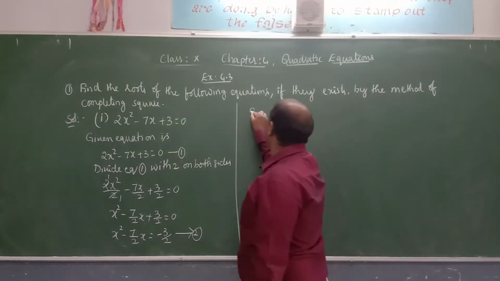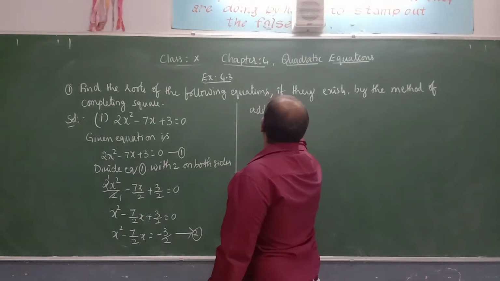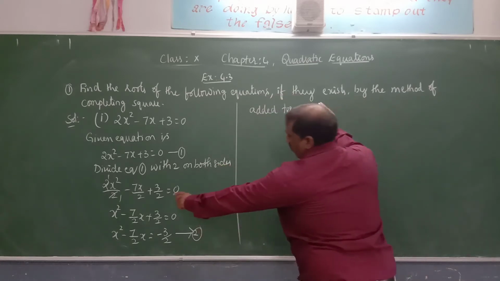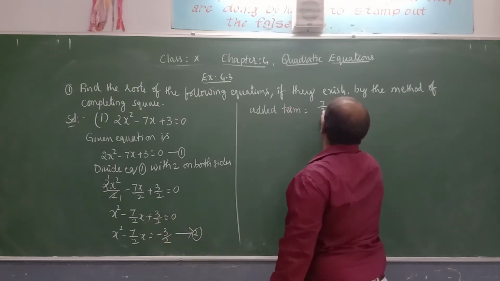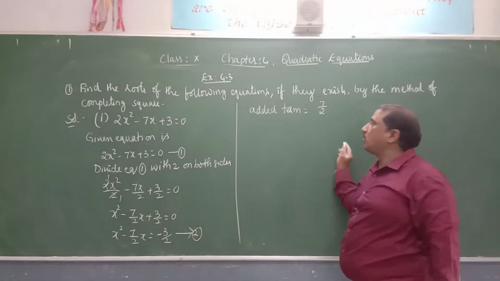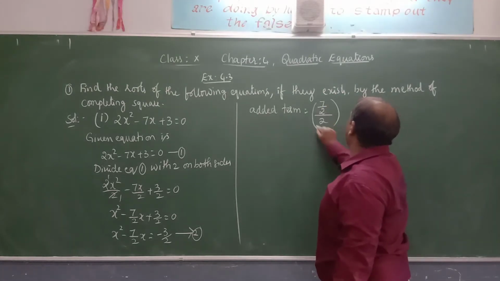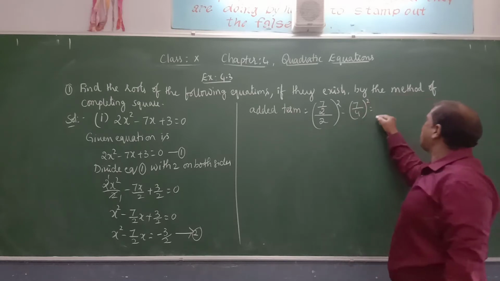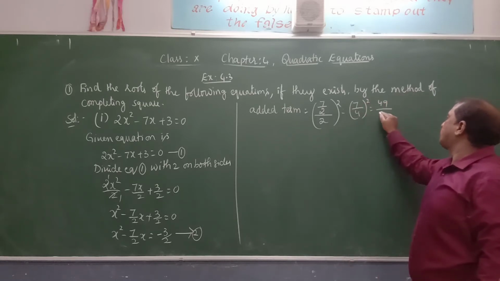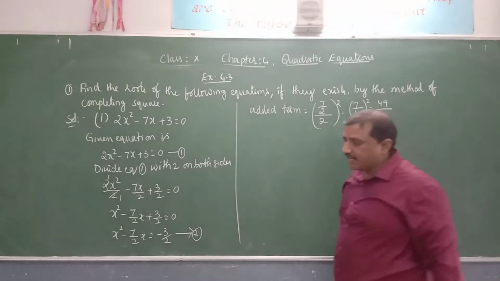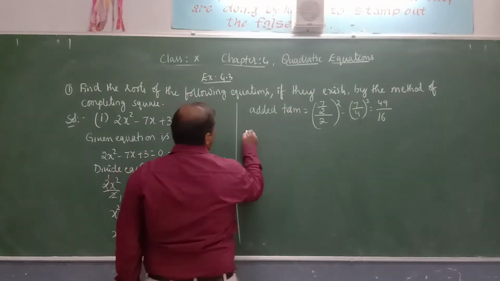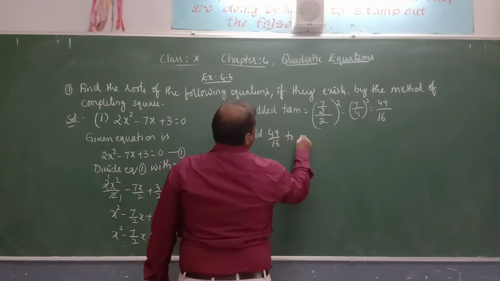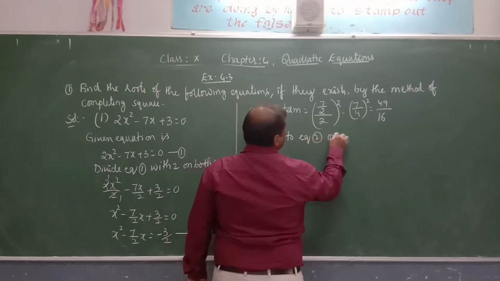So the added term is equal to, what should be added, that we need to find. The coefficient of x is 7 by 2, half of that, squared. We will get it as 7 by 4 whole square, that is 7 square is equals to 49 and 4 square is equals to 16. 49 by 16, that should be added. Now add 49 by 16 to equation 2 on both sides.